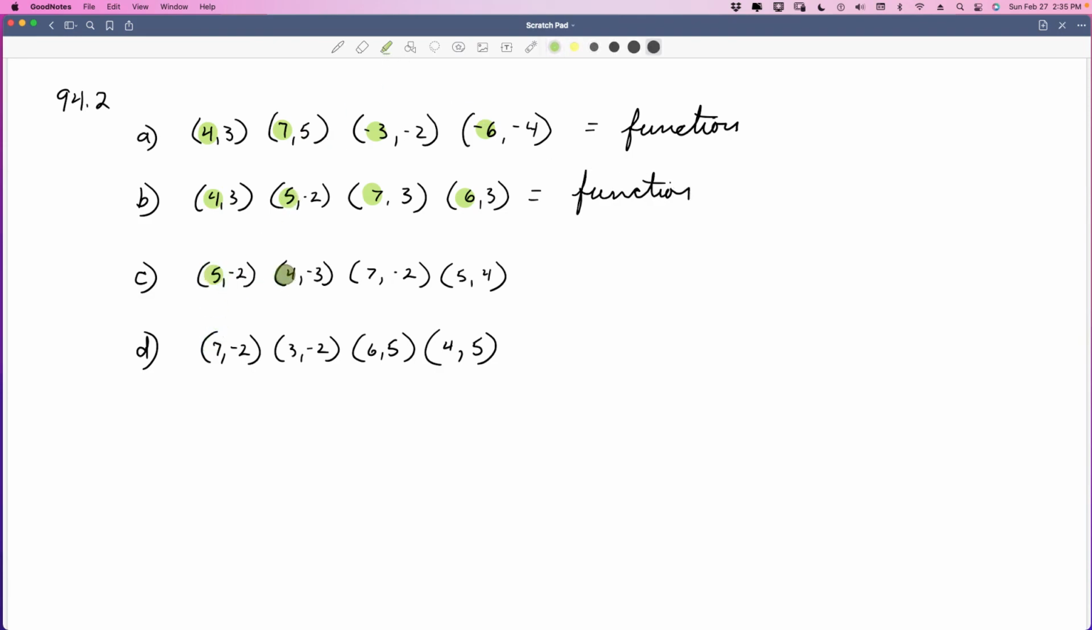C, we have a 5, 4, 7, and 5 again. Because the 5 is duplicated, C is not a function, it is a relation. And if we look at D, we see we have 7, 3, 6, and 4, all different x values. So D is also a function. And that is all you really need to do to tell the difference between a function and a relation. Just look at the x values within the set of points that you're given or within the diagram illustration that you have. And that's all we have for lesson 94.